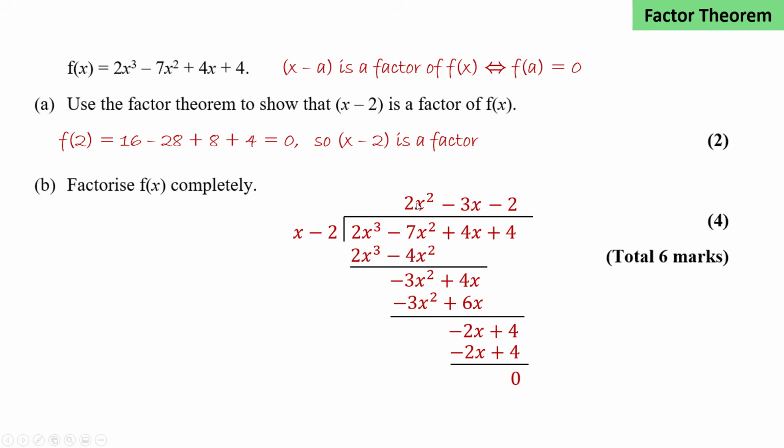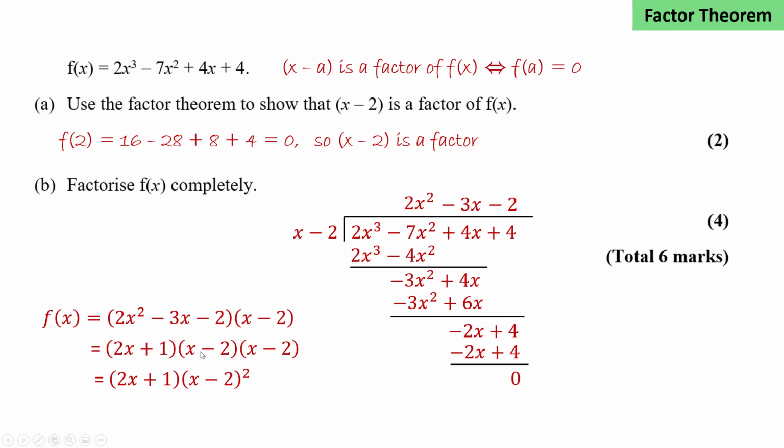And this is the quotient 2x squared minus 3x minus 2. So f of x equals 2x squared minus 3x minus 2 times x minus 2. We can factorise the quadratic, 2x plus 1 times x minus 2, and we can group the x minus 2 terms. So we get a final factorisation of 2x plus 1 times x minus 2 all squared.